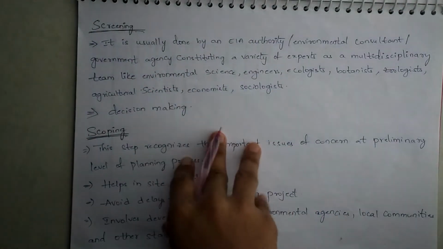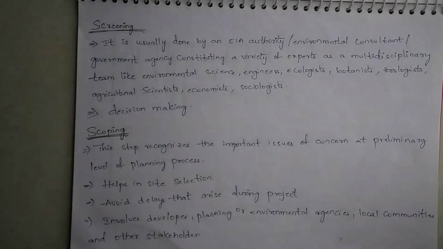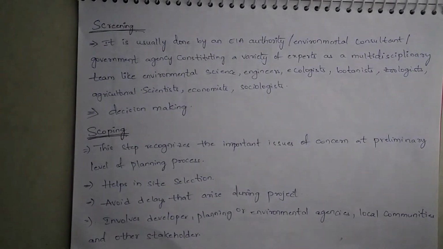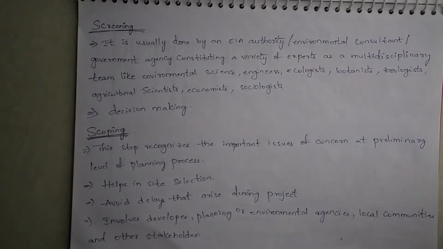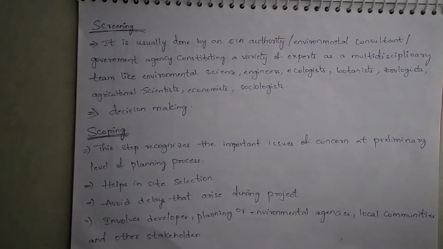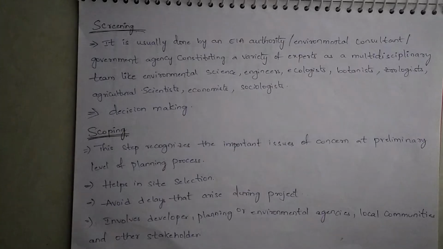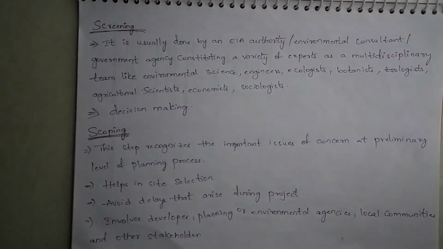First step is screening. I will just explain briefly. Screening of developmental programs is usually done by an EIA authority or environmental consultant or any other government agency which has a variety of experts in different domains like environmental science, engineers, ecologists, botanists, geologists, agricultural scientists and sociologists. This component is quick and easy to use, and this is considered as one of the best decision making steps. Why?